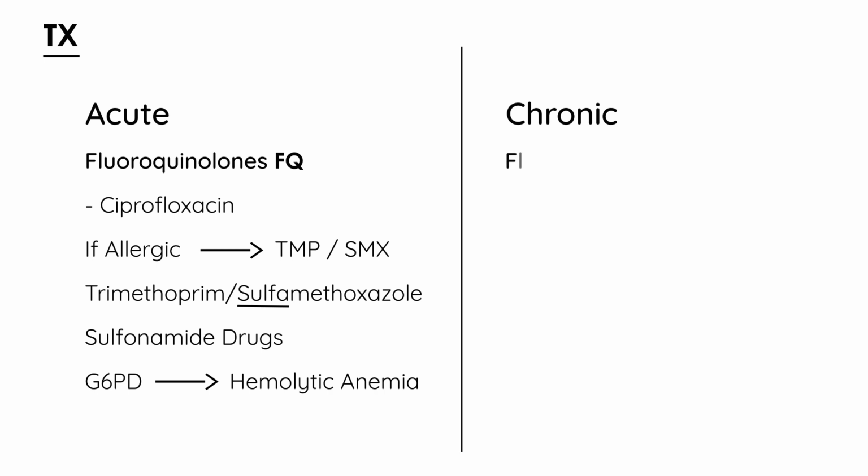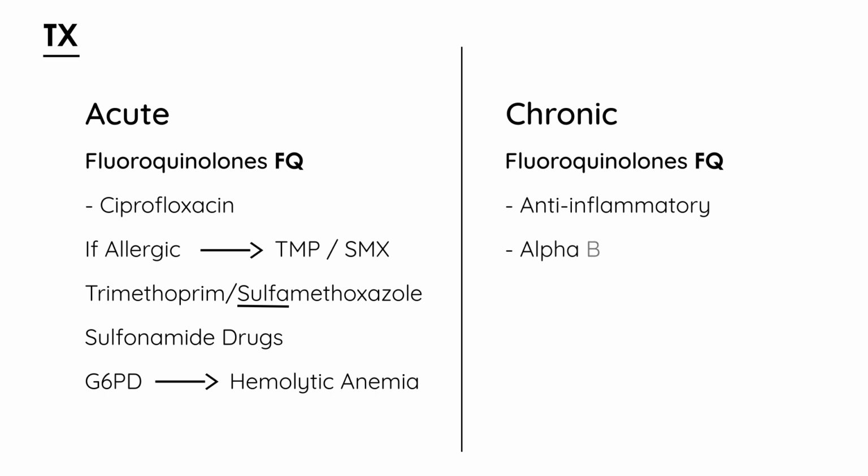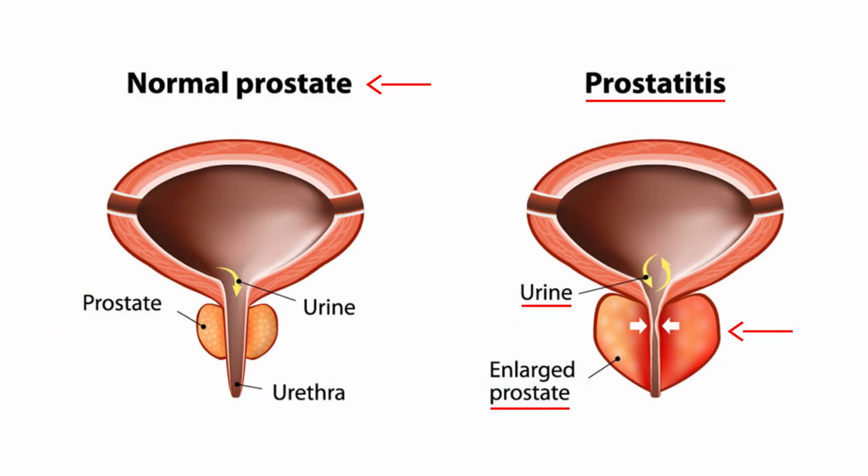Now, in the chronic situation, of course, same type of medications, if it is indeed bacterial, fluoroquinolone. Anti-inflammatory drugs can also help. And another medication that can be used is an alpha blocker. And what alpha blockers do is they help dilate that urethra that has been compressed because of the inflamed prostate. So this urethra right here can be dilated with the help of alpha blocker medications.